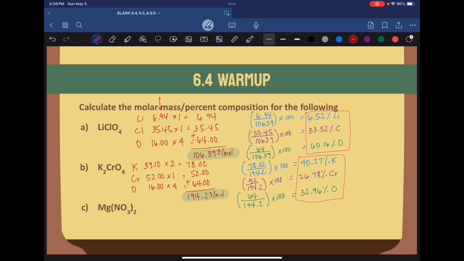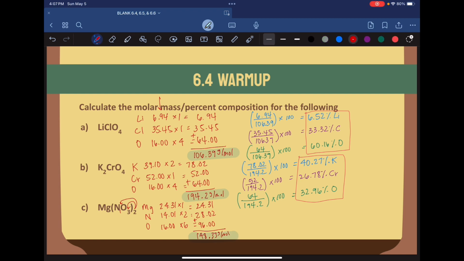The last one is magnesium nitrate. Magnesium is 24.31. There's only one of those. And for nitrogen, because there's 1 in the parentheses and 2 on the outside, it's going to be 14.01 times 2, which is 28.02. Oxygen, there's 3 on the inside, but because of that 2, you're going to do 16.00 times 6, because 3 times 2 is 6, which is 96. And we add all these together to get a molar mass of 148.33 grams per mole.